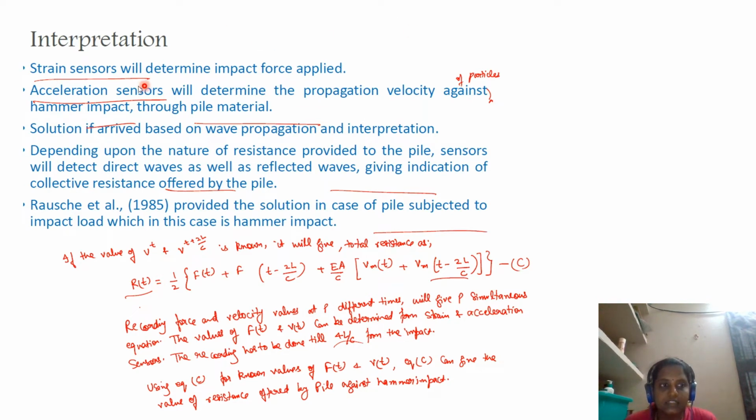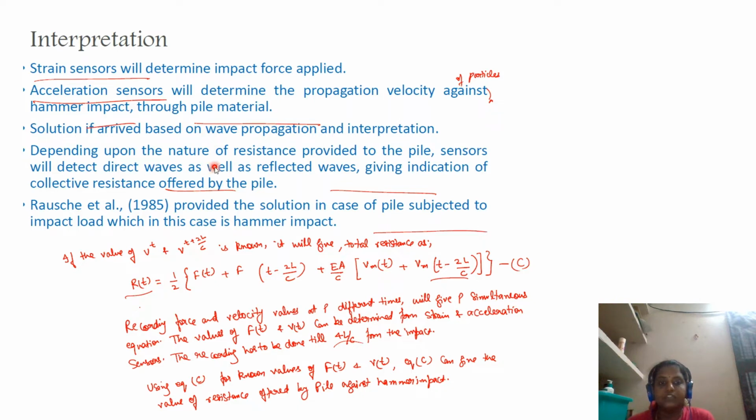So the strain sensors will give you the impact of the force applied, whereas the acceleration sensors are going to determine the propagation velocity against the hammer impact. As we give the hammer impact, the strain sensors will measure how much force has come, whereas the acceleration sensor will give you the propagation velocity. So by solving a wave propagation equation, we'll be able to find out what could be the resistance that could be offered by the pile.